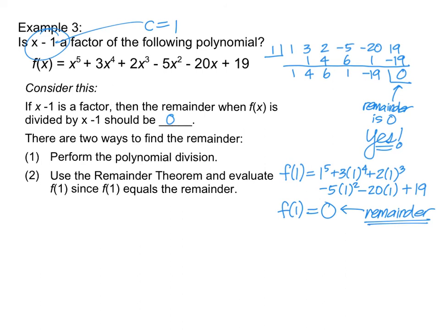Yes, x minus 1 is a factor of this polynomial because f of 1 is 0 and f of 1 is the remainder. Here is also evidence that the remainder is indeed 0. All right, so we went over both ways of verifying that x minus 1 is a factor.